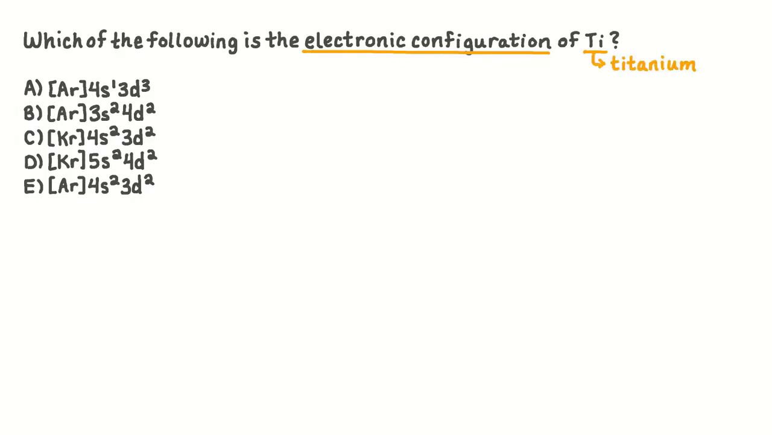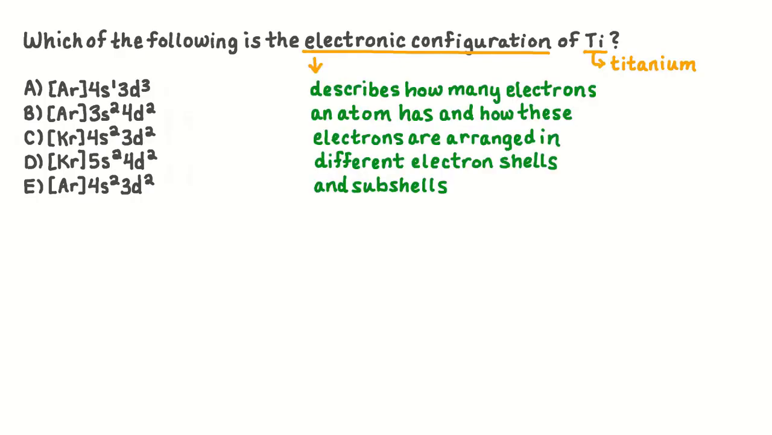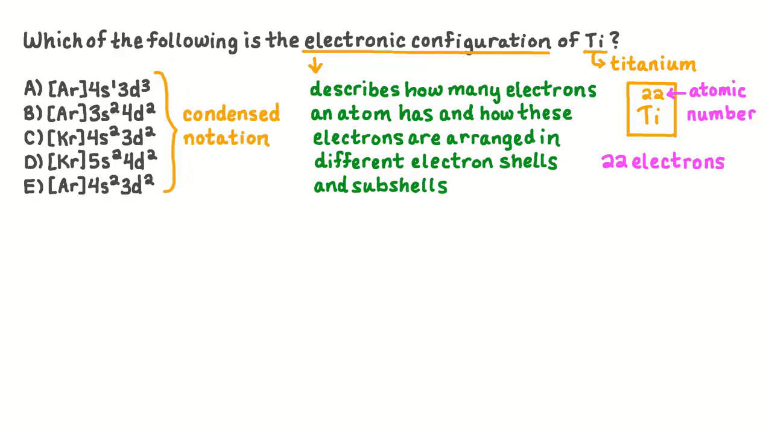of the element titanium. The electronic configuration of an atom describes how many electrons the atom has and how these electrons are arranged into different electron shells and subshells. The atomic number of titanium is 22, which means that a titanium atom has a total of 22 electrons. When looking at the answer choices, we see that the electron configurations provided are given in condensed notation. In general, condensed notation has the form of the chemical symbol of a noble gas, followed by the electron configuration of the subshells that hold the valence electrons.